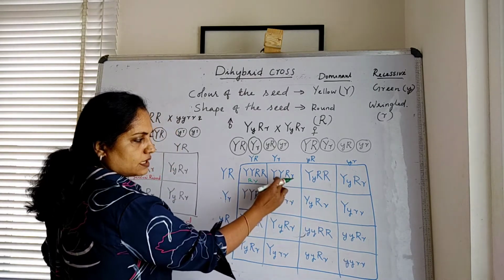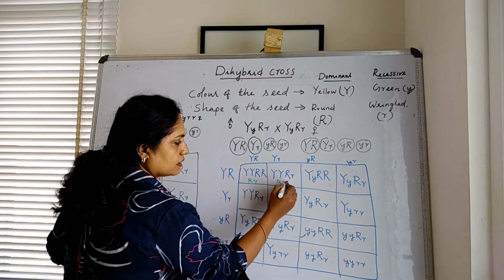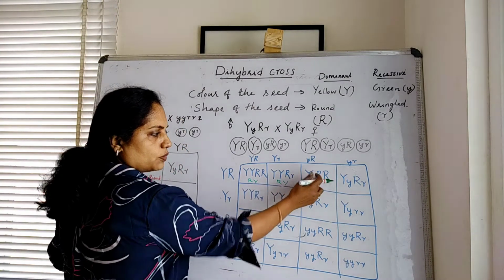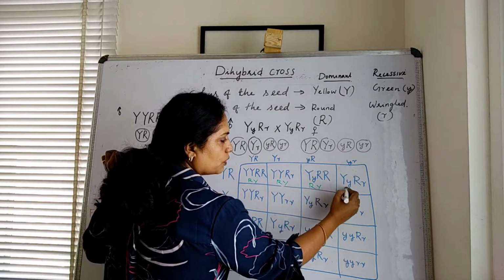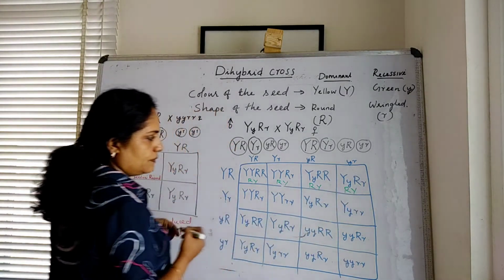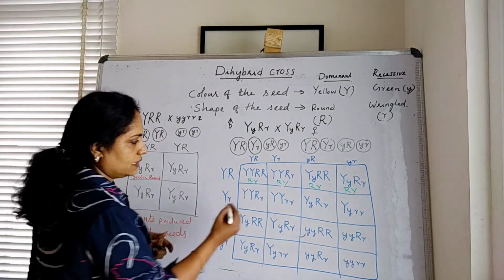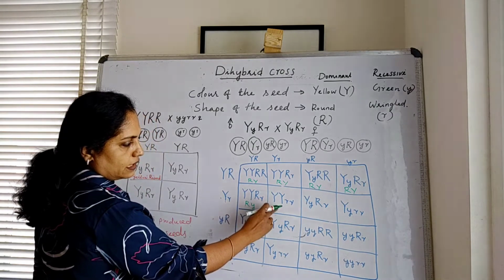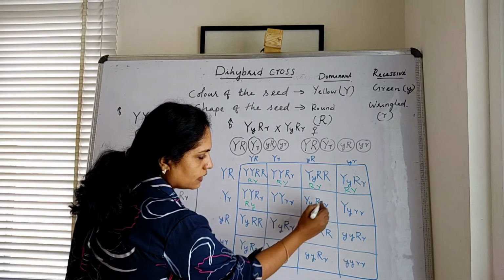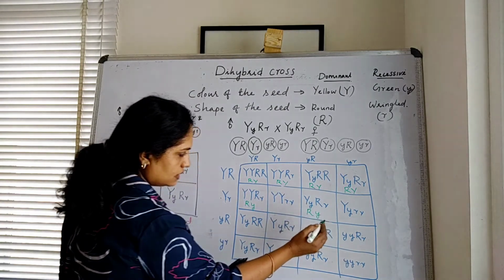This one produces again round and yellow seed. This one also produces round and yellow seed. This one also produces round and yellow seed. Then which plant? This one again round and yellow. Again this one also round. One capital R is there, one capital Y is there: round and yellow seed.